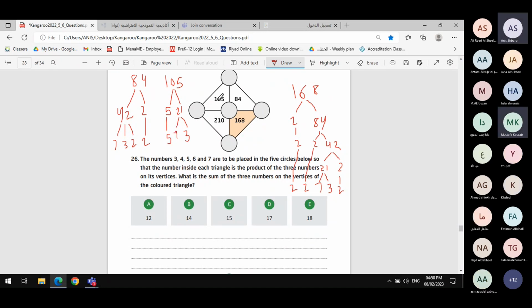So look, the 105, this number here helped us a lot because now we know that each one of those 3 circles will be 3, 7, or 5. So it made a lot of clear answers for us. Now, no need to continue with this, or let's do it fast.